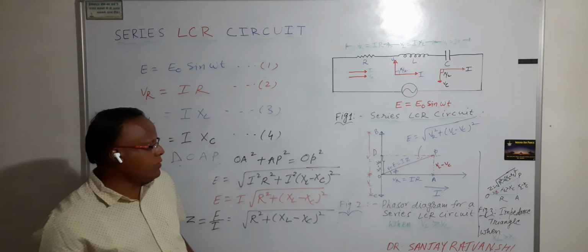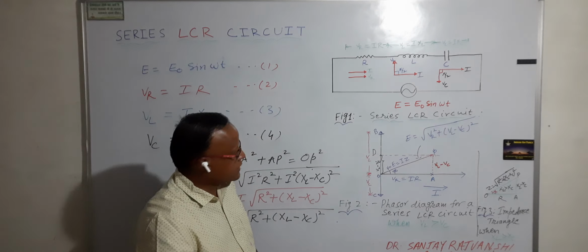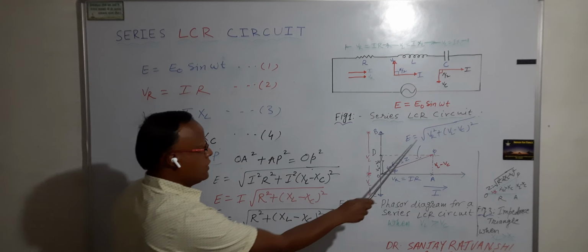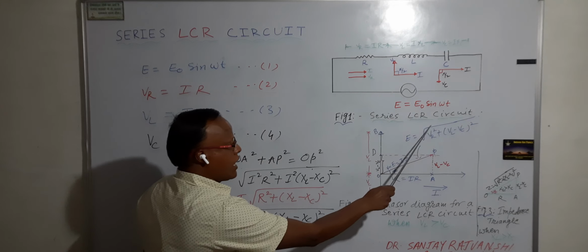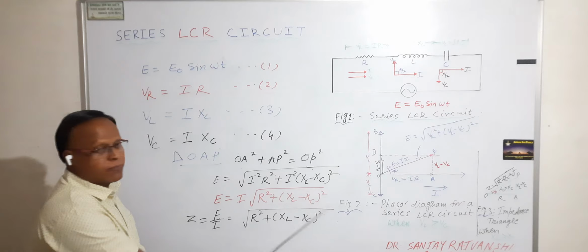Clear up to this step? So this is your value of impedance. E is given by this relation: the square root of VR square plus (VL minus VC) whole square, or I times the square root of R square plus (XL minus XC) whole square.